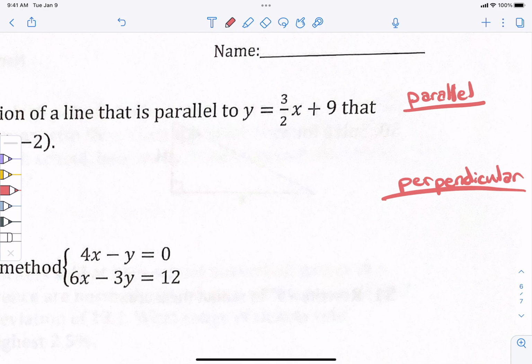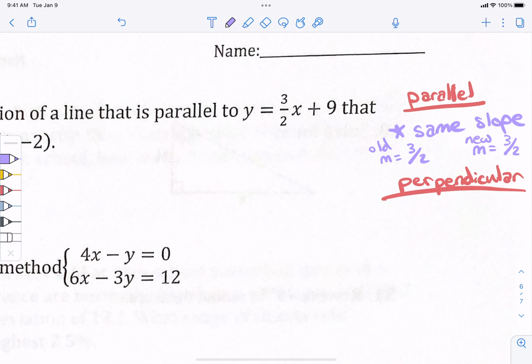If I'm doing parallel, I want to use the same slope. So the slope of this one, if the m is 3 over 2, I'm going to use 3 over 2 as my slope. So this is the old m, and this is the new m. My old m was 3 over 2. My new m is going to be 3 over 2. But if it was perpendicular, I need to use a slope that is the negative reciprocal.